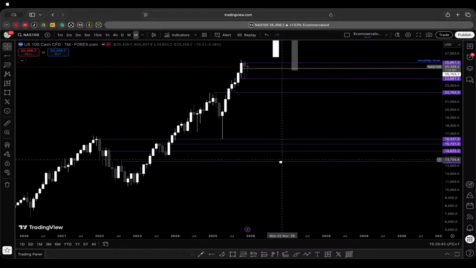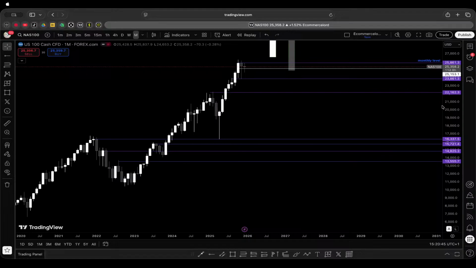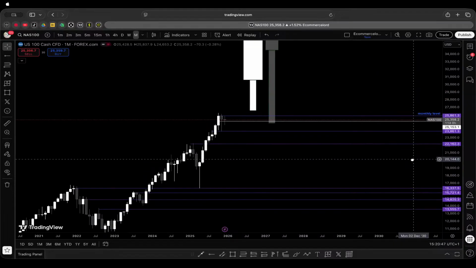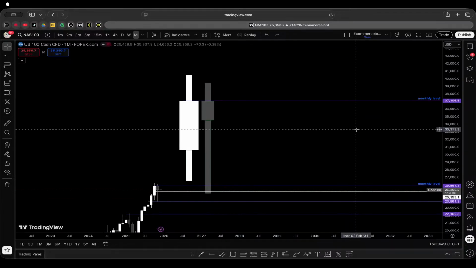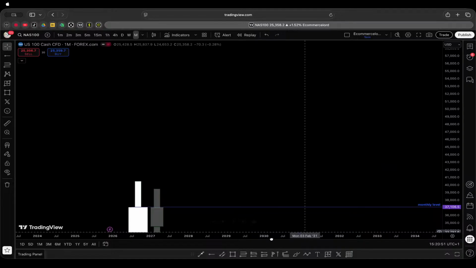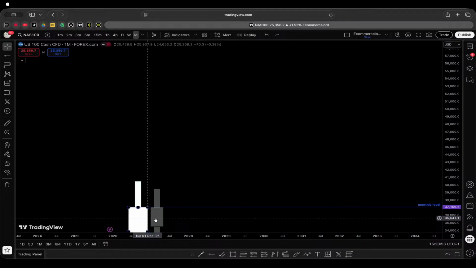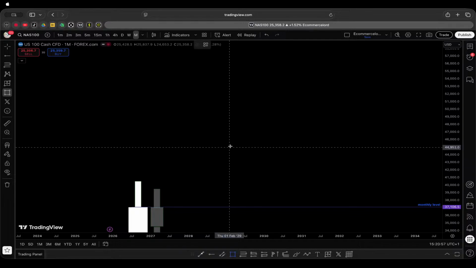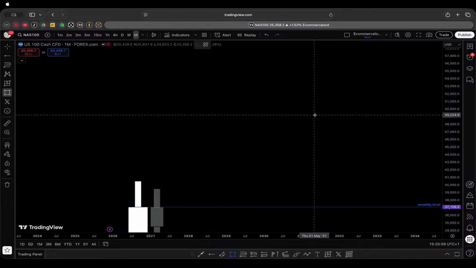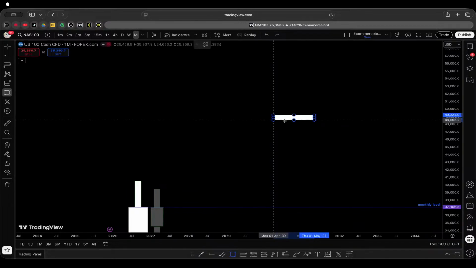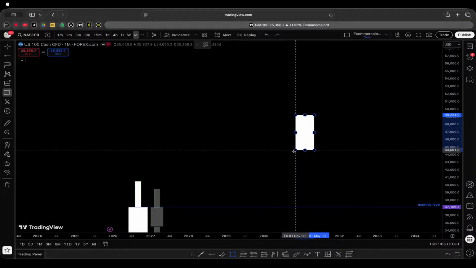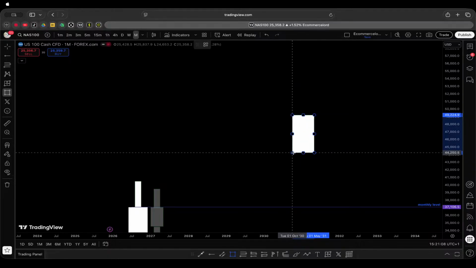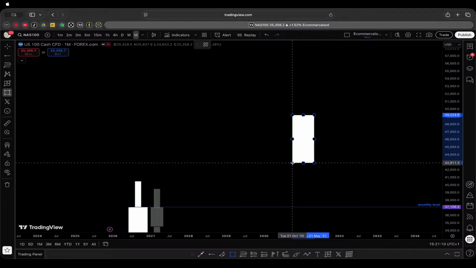So let us talk about support zones. First of all, I'm going to explain how the candles that form my support zones are formed. Just as with the resistance candles, you just have to flip that. For a support candle, the first candle is going to be a bearish candle.